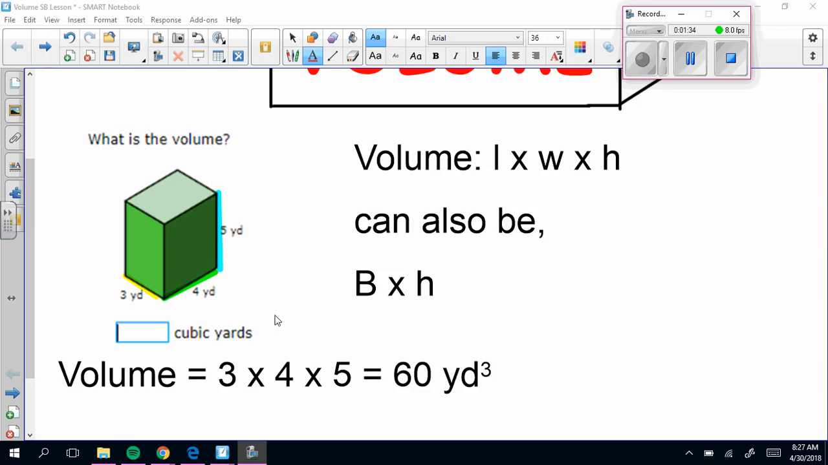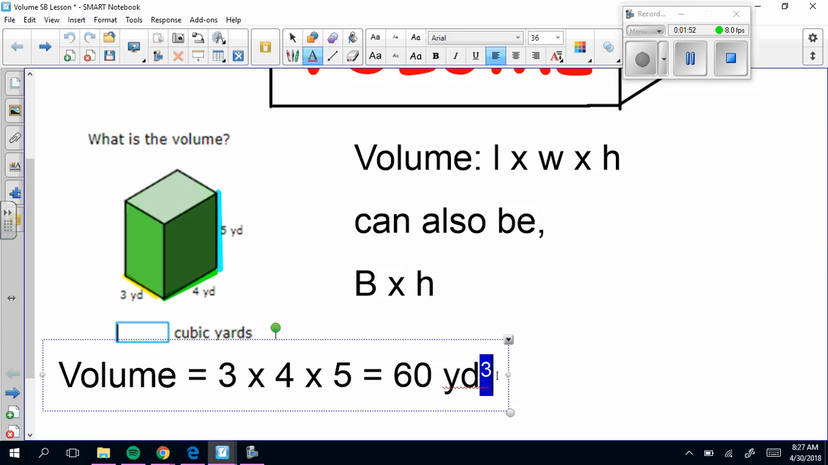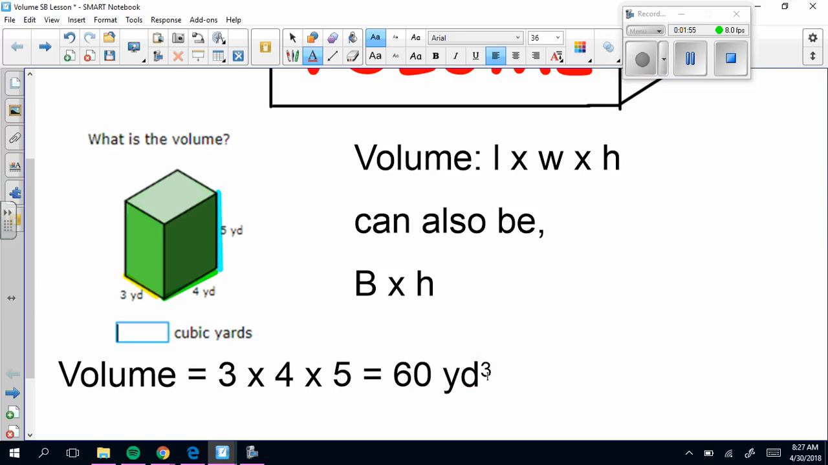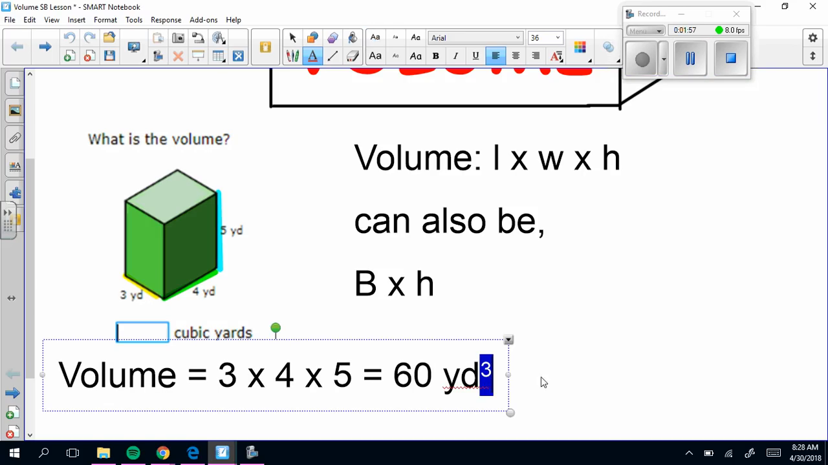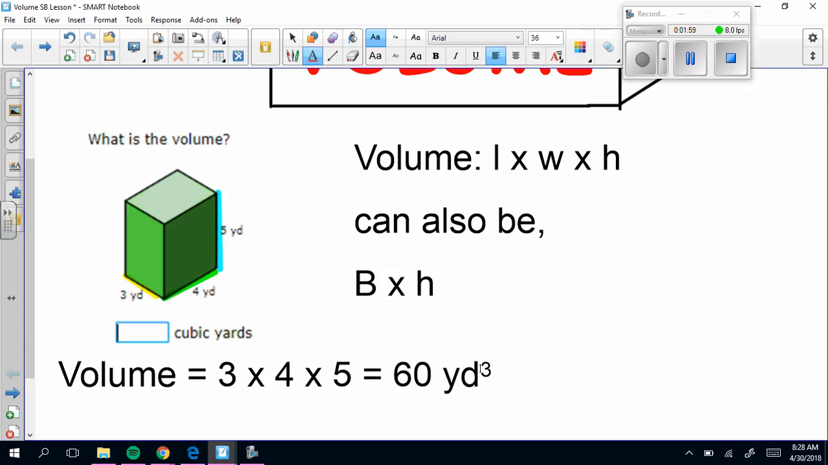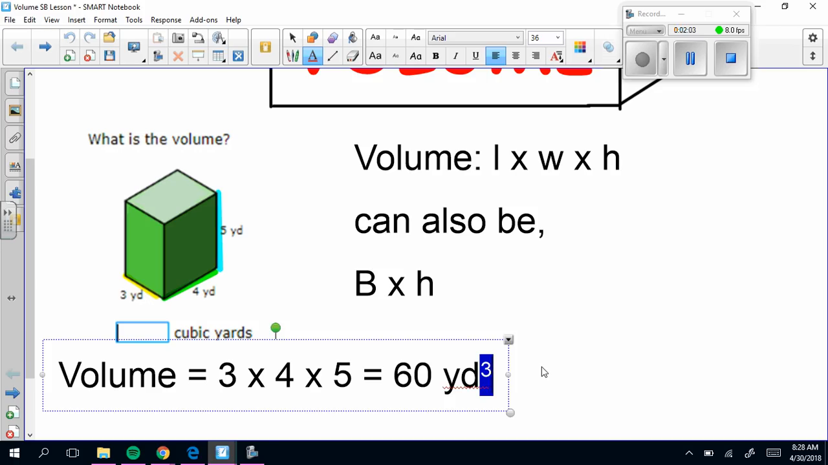Now, you should have solved this by plugging in the length, the width, and the height. The volume of this, what we call a rectangular prism, is 3 times 4 times 5, which gives us a total of 60 yards cubed. The difference between area and volume is that area is raised to the 2nd power, it's squared, but volume is raised to the 3rd power because it's cubed.